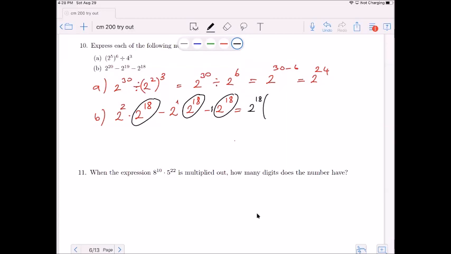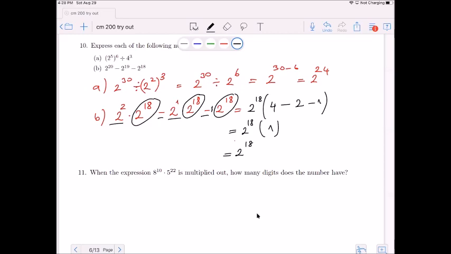So what is left inside? 2 squared, which is 4. Then minus 2. And then the minus 1, one more time. So it's going to be 2 to the power of 18 times, what is that? 4 minus 2, 2, minus 1, 1. So the answer is exactly 2 to the power of 18. Do you see that? Factorization.